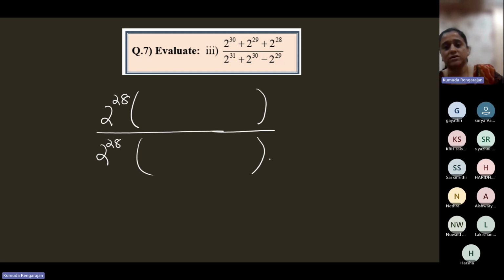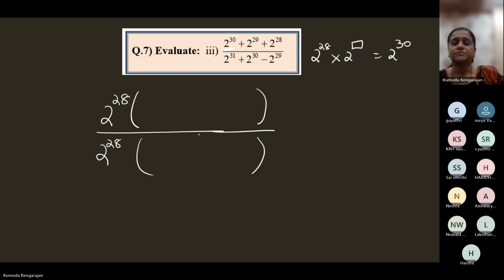Whichever is the least power on the whole. So comparing everything, the least power is 2 to the power 28. Take that common out in the numerator and the denominator. Now, 2 to the power 28 into 2 to the power what will give you 2 to the power 30, because the first term is 2 to the power 30? 2 to the power 2. So that's what you should write here, 2 to the power 2, because 2 to the power 28 into 2 square is 2 to the power 30, the first term here.